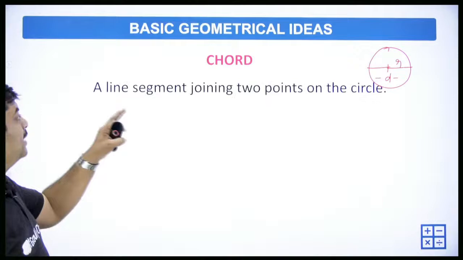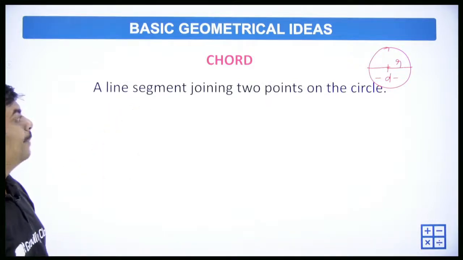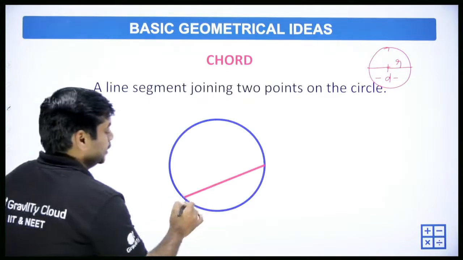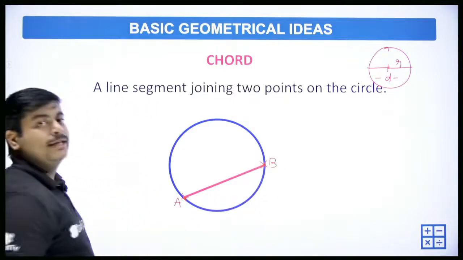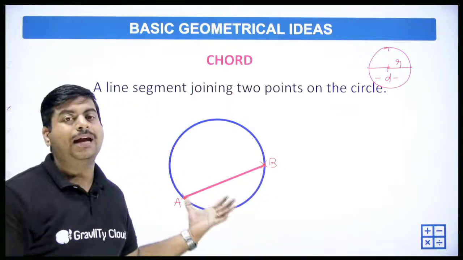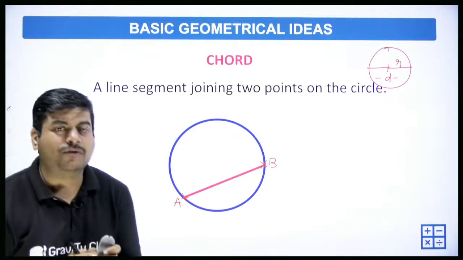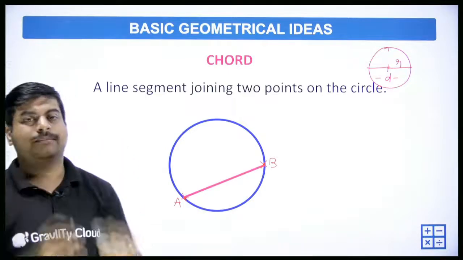A chord is a line segment joining 2 points on the circle. See here, this is one point A and this is the other point B. So if a line segment is joining these 2 points A and B, then we can say it is a chord. Now I'll ask a question: is there only one chord for a circle or many?